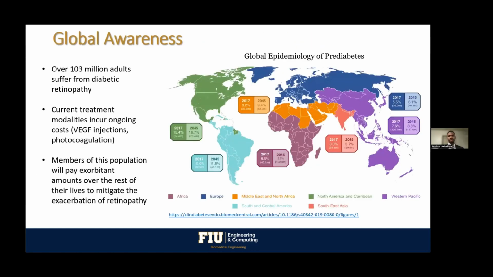Thank you, Christina. For global awareness, we want to consider that over 102 million adults are suffering from diabetic retinopathy. And the current treatments and modalities incur ongoing costs, which are VEGF injection and photocoagulation. Members of this population will pay a high amount of money for the rest of their life just to get treatment for that. Next slide, please.